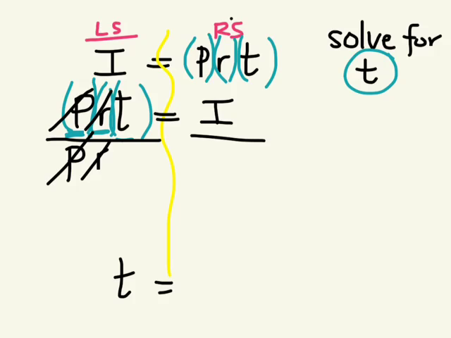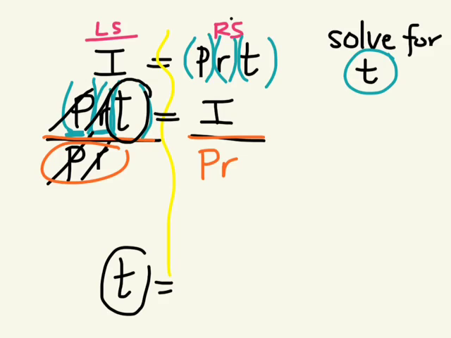What should I do to the right side of the equation? Whatever you do to the left side, you must do to the right side. So on the left side, I divided by PR. What do I have to do on the right side? Divide by PR. You can't. We don't know what it is, right? So we only have our T. That was my goal. T equals I divided by PR.